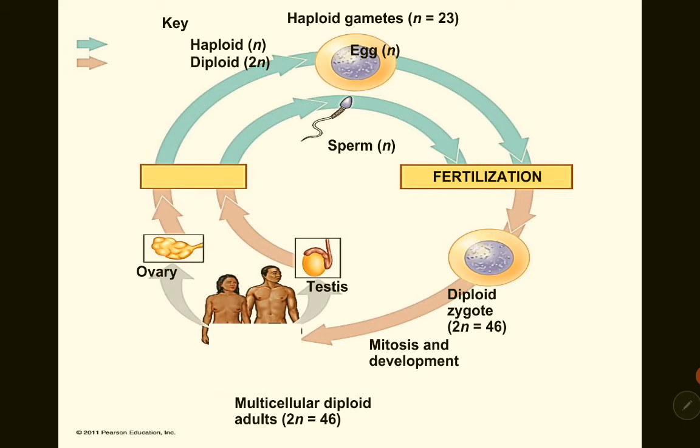The mother, from the 2n ovary, produces n chromosomes. The father, who has the 2n testes, produces n. The egg cell, which is n, fuses with the sperm, which is n. Fertilization produces the 2n zygote, which is 2n equal to 46. So this is for human.